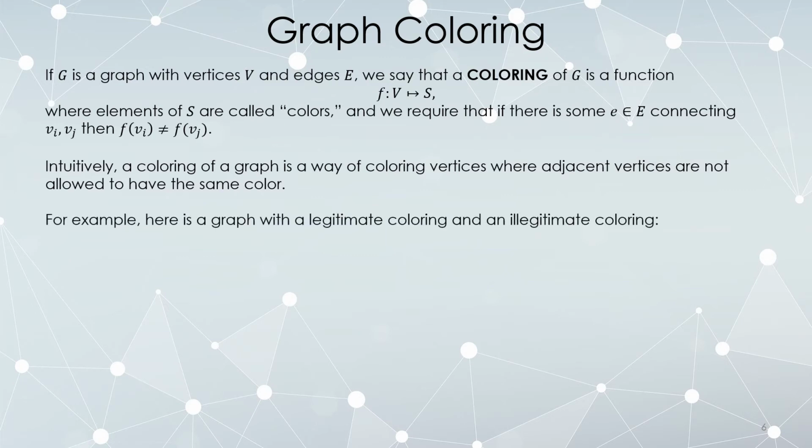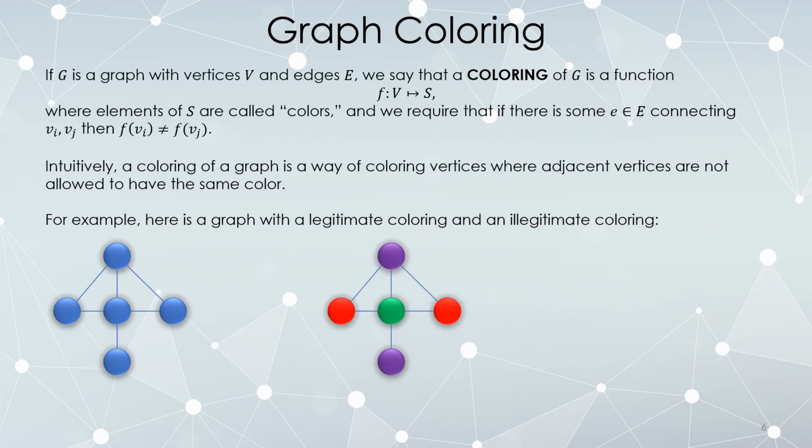So here's a graph with one legitimate and one illegitimate coloring. Here's the basic graph. We have 5 vertices and some various edges. What we need to do is assign colors to vertices so that no 2 adjacent vertices have the same color. So this is legitimate. Notice we have red, purple, and green vertices. And while I do have 2 red vertices, they're not connected by an edge. And while I do have 2 purple vertices, they're not connected by an edge. But this would not be legitimate because here we do in fact have these 2 vertices, both purple, connected by an edge. So that's not a proper coloring.